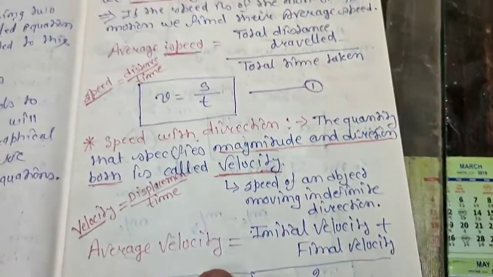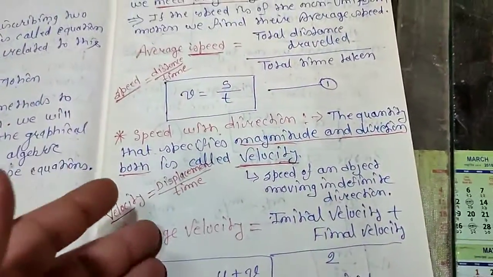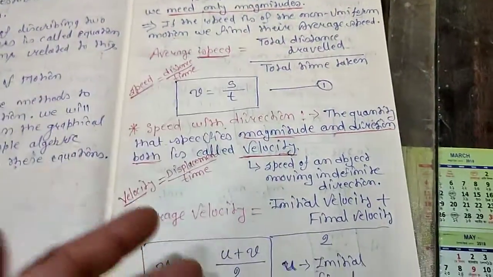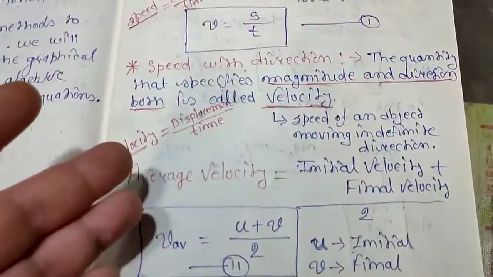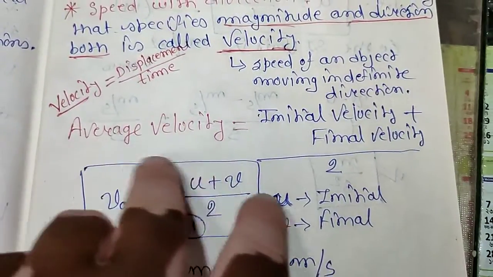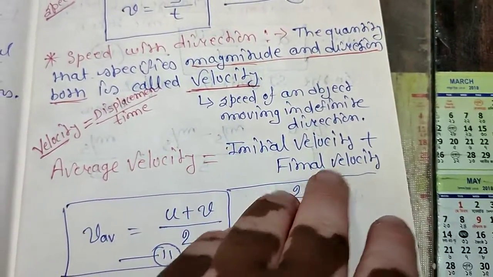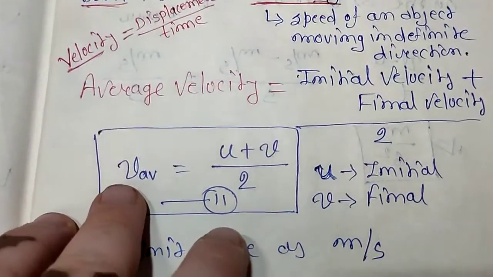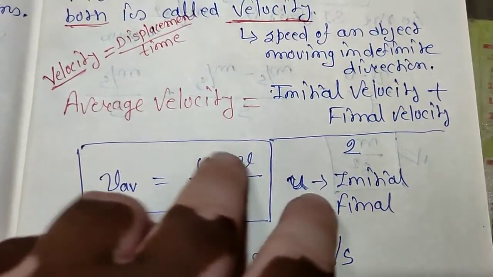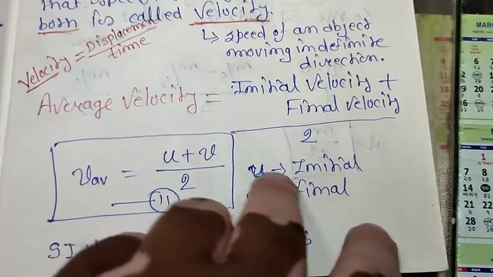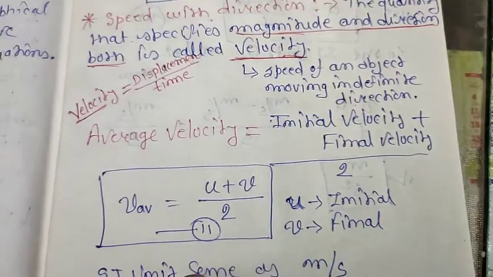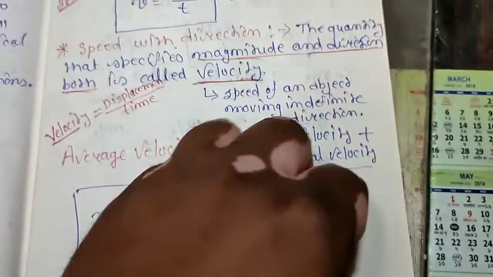For velocity, it may also be for non-uniform motions, high, low. Here we will not take the summation of all. Here we will take the initial and final values for finding the average velocity. So the formula for the average velocity is initial velocity plus final velocity divided by 2. Mathematically it is represented as v av is equal to u plus v over 2, where u is the initial velocity and v is the final velocity, and the SI unit of this will also be the same, meter per second.